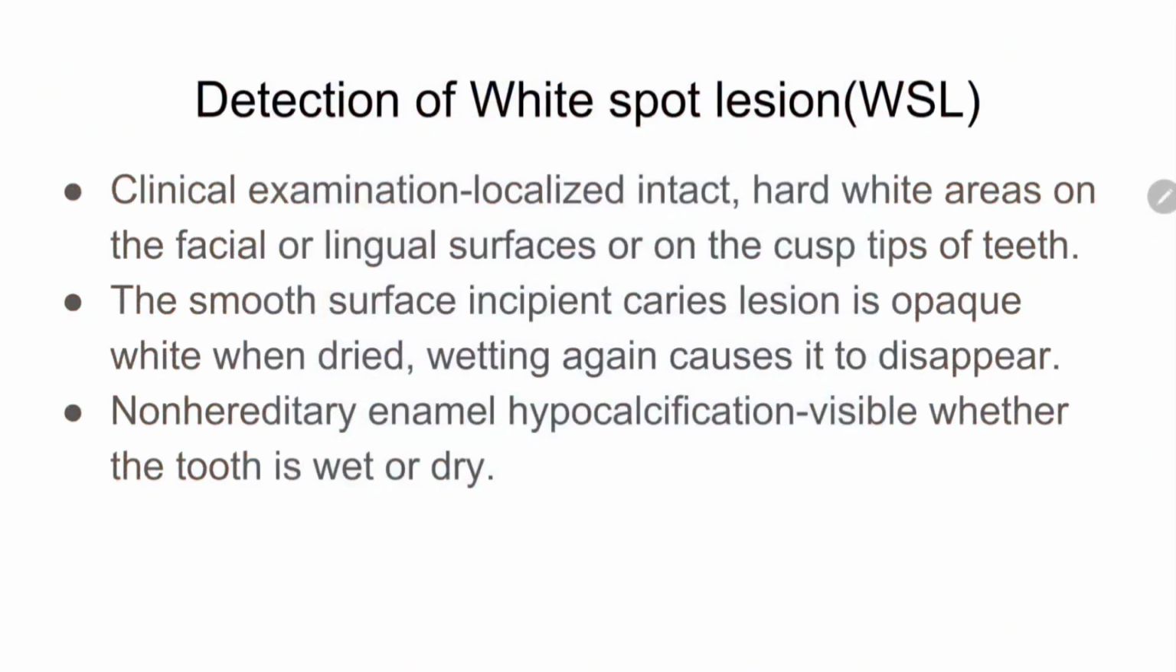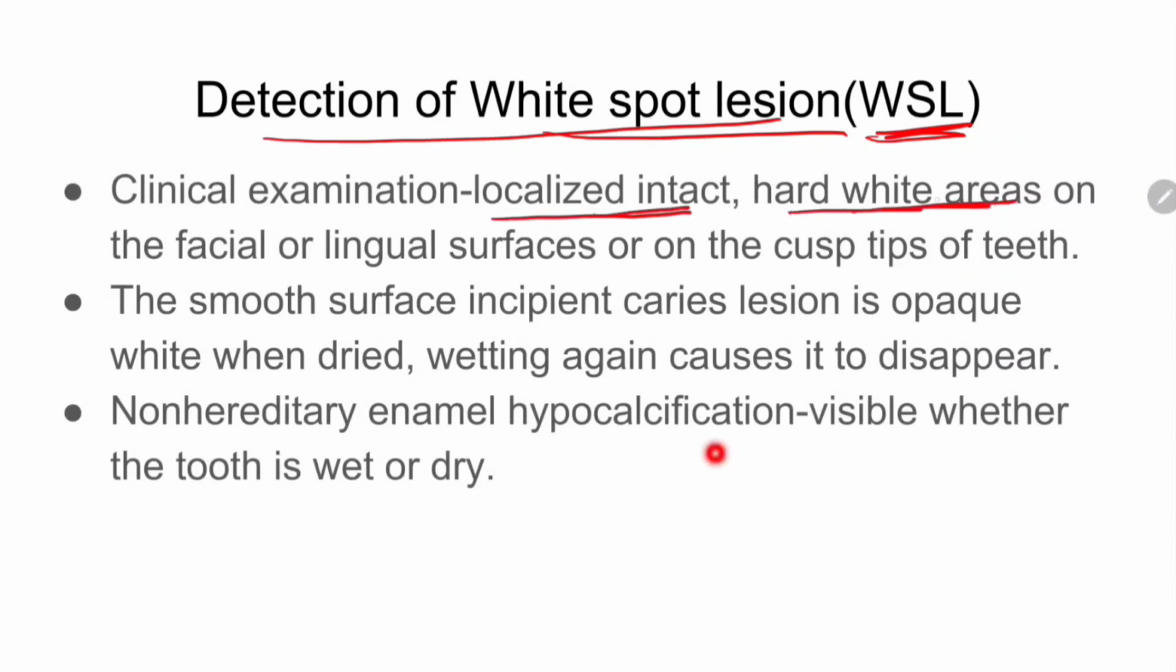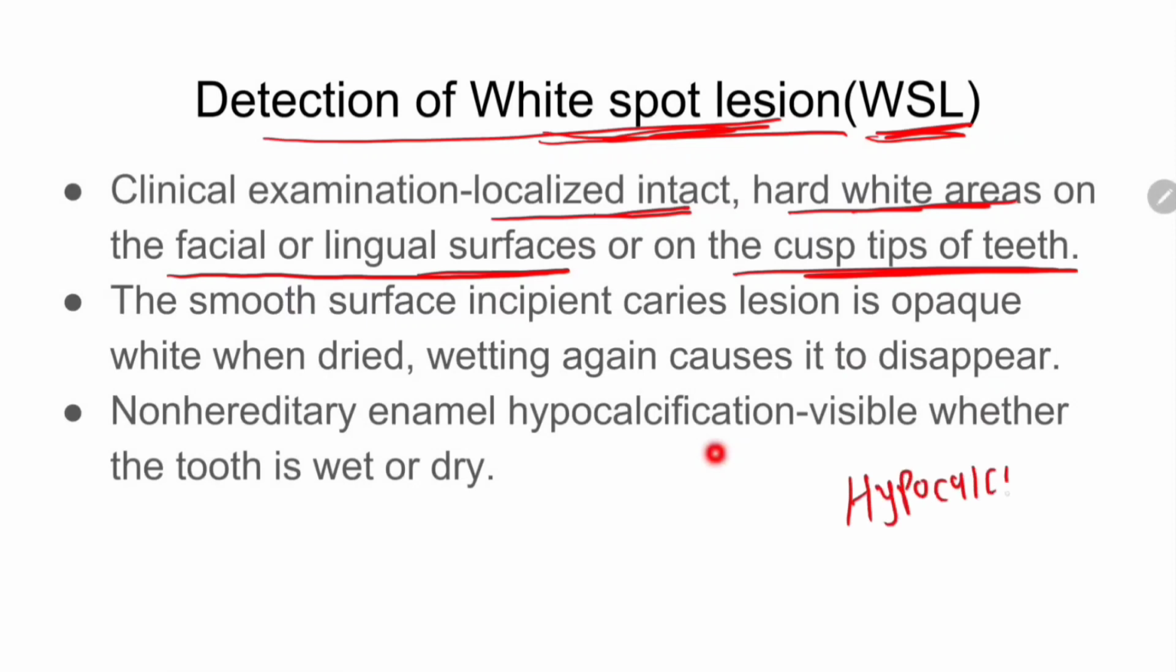Now comes the most challenging part, how you detect white spot lesions, or WSLs. The clinical examination reveals localized intact hard white areas on the facial or lingual surface or on the cusp tips of the teeth. These white spot lesions are hard to differentiate from hypocalcifications. In this, we use a technique in which we just wet our tooth, so that if these white spots disappear, then it is a white spot lesion, or we can say smooth surface incipient caries.